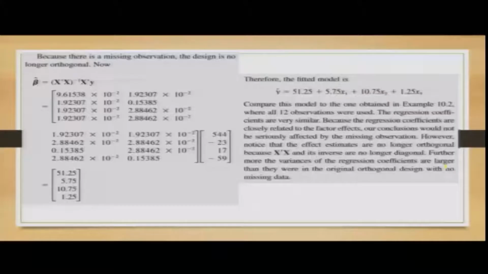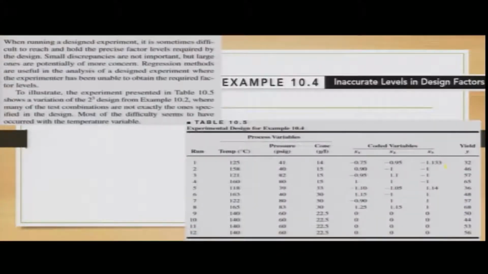However, notice that the effects estimates are no longer orthogonal because x transpose x and its inverse are no longer orthogonal. Furthermore, variances of the regression coefficients are larger than for the original data, because you have basically shrunk your sample size to a smaller sample size. When running a designed experiment, it is sometimes difficult to reach and hold the precise factor levels required by the design. Small discrepancies are not important, but large ones are potentially of more concern to us and we should be careful.